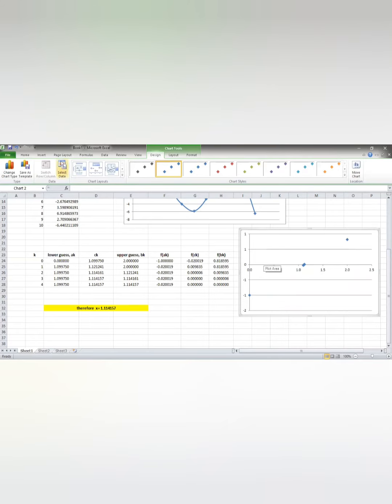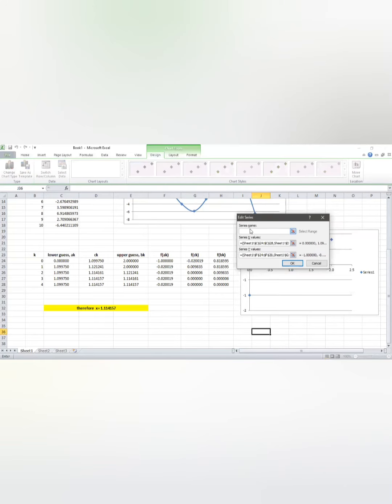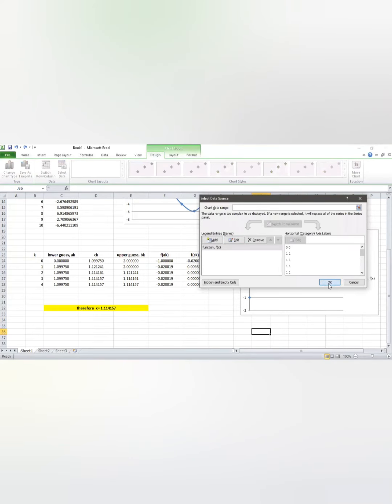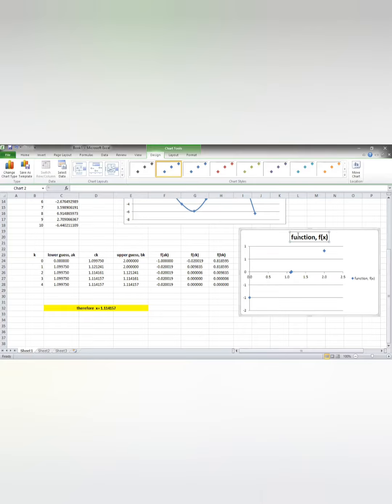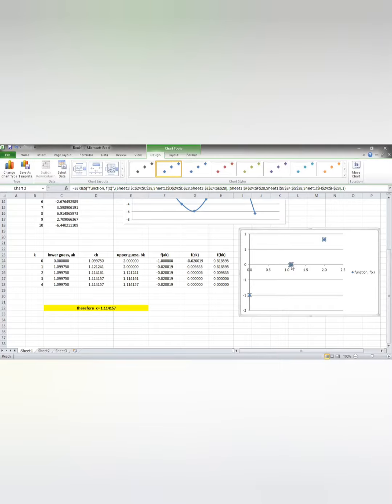Or if you would like to include series, we can change that one. Your series data, if we rename this one to our function f of x. Okay, so it changed to function f of x. If you would like to have a chart title, it's up to you. Then I have to format this one.